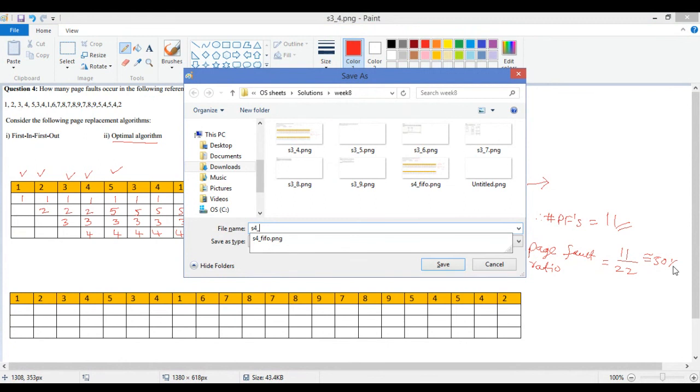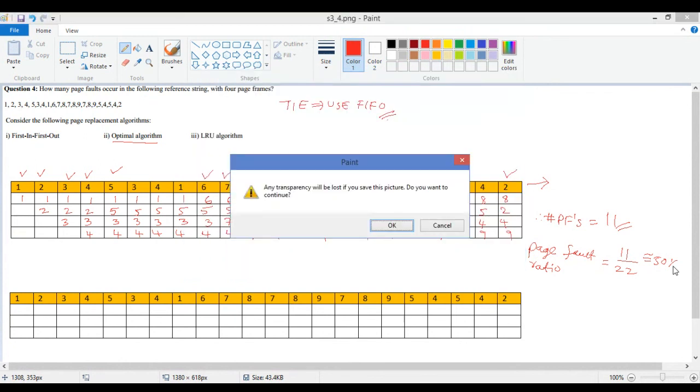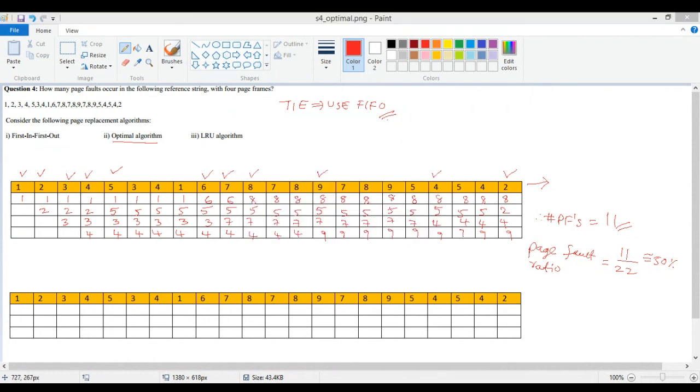Before I have, this is optimal. We got some questions. Okay, great. So let's go for the last problem. Where are you? Okay.